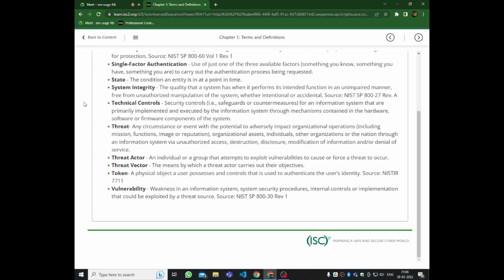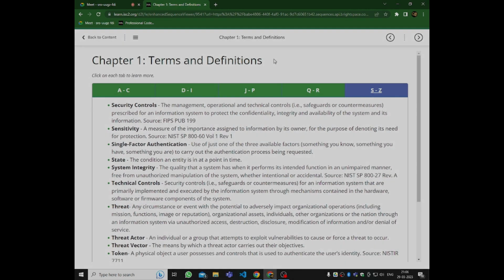the means by which threat actors carry out their objectives. Next is token, a physical object a user possesses and controls that is used to authenticate the user's identity. Next, last one is vulnerabilities. Weaknesses in an information system, security procedures, internal controls or implementation that could be exploited by a threat source. These are all the terms and definitions.